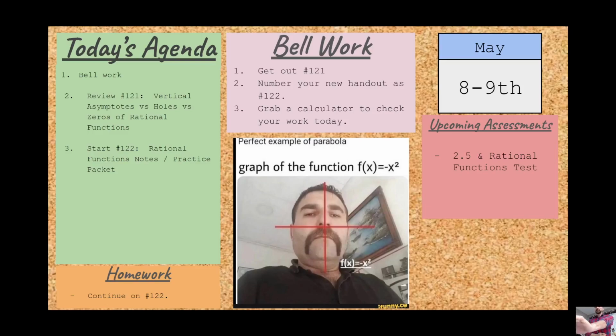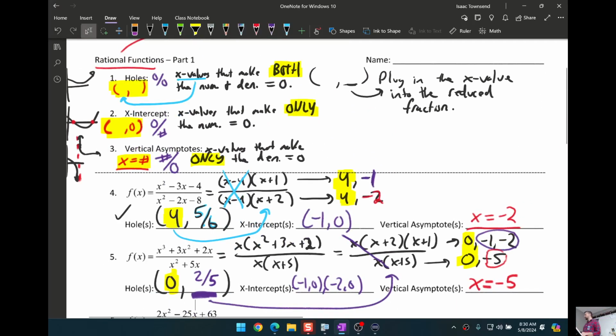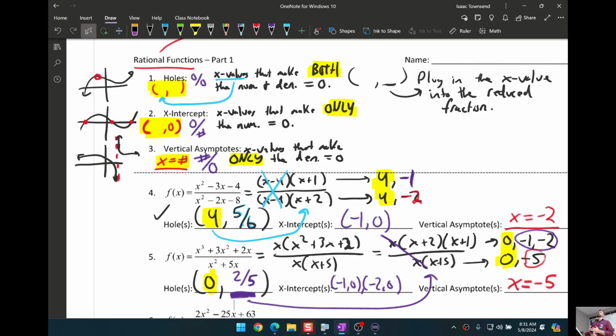So I'd like to spend just a second looking over 121 because this stuff is going to carry over. This was the short little handout, and we're going to copy this information over to today's handout as well. We talked about how, on a rational function, you find the difference between a hole, an x-intercept, and a vertical asymptote. Make sure that you understand that it can only be one of these at a time. Visually, it doesn't make sense for them to be more than one at a time.